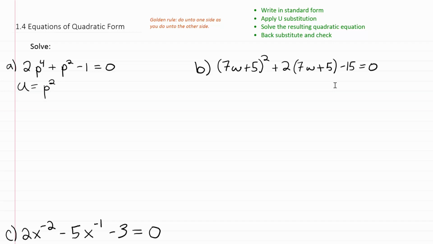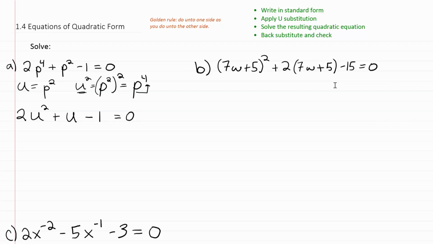p squared. And if that's the case, then if you squared u, you would be squaring p squared, and that would be the same as p to the fourth, right? Because the 2 times the 2 here will give you 4. So with that in mind, the new equation would become, remember, p to the fourth is the same as u squared, so 2u squared plus u minus 1 is equal to 0.